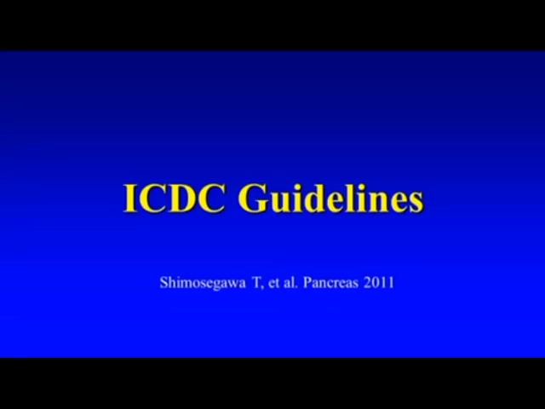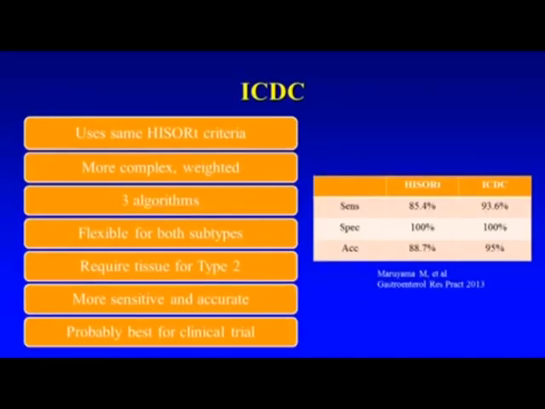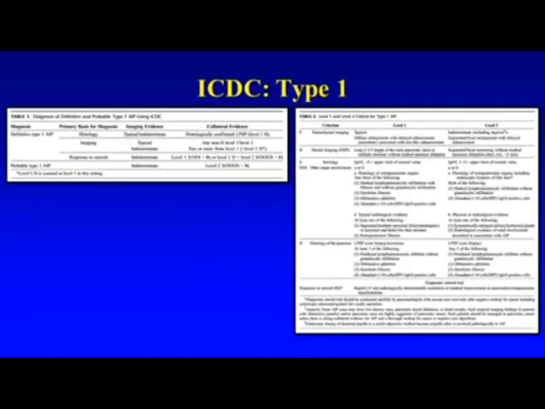I'm going to very briefly discuss the ICDC guidelines because they're just too complex to use in immediate clinical practice. If you need to use these, you can review the publication and pull this up to look at it. But basically, it uses the same HISORt criteria, but it's a much more complex and weighted criteria. There are 3 separate algorithms depending on the clinical scenario. It's flexible for both type 1 and type 2. Again, it requires tissue for type 2. It's more sensitive and accurate than the HISORt, but again, HISORt does pretty well. Sensitivity of 85%, accuracy of 88%, and it's probably the best approach for clinical trials.